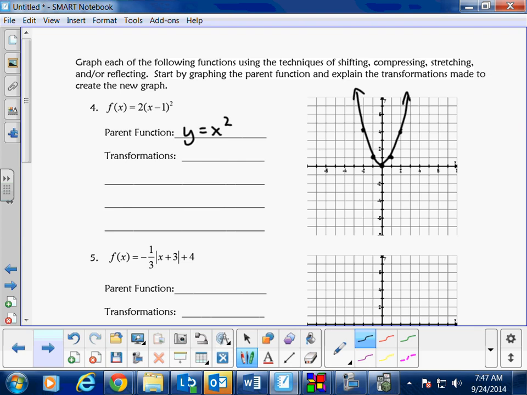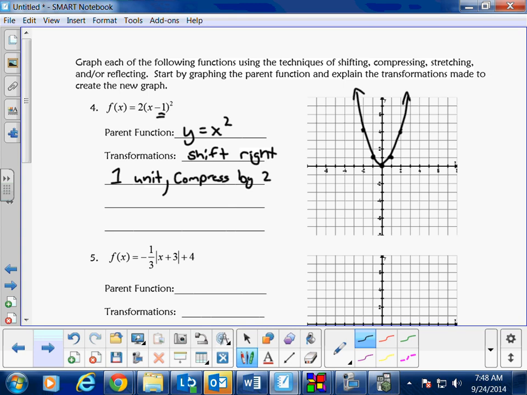Okay, lovely. Now let's talk about the next one, which is the transformation that's going to occur. A couple of things that I'm going to do. First of all, this is going to shift to the right by 1 unit. And that happens because of this value right here, the -1. And then after that, I will have a compression by 2. So that's going to apply specifically to the y value.